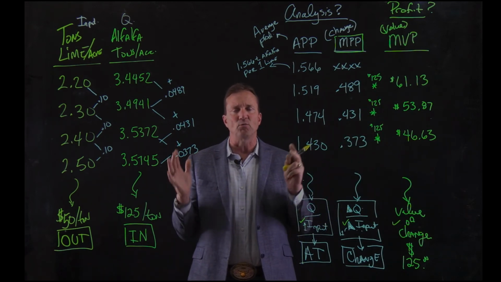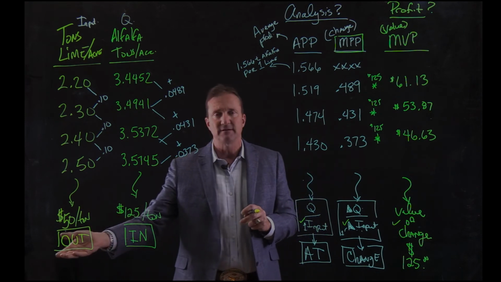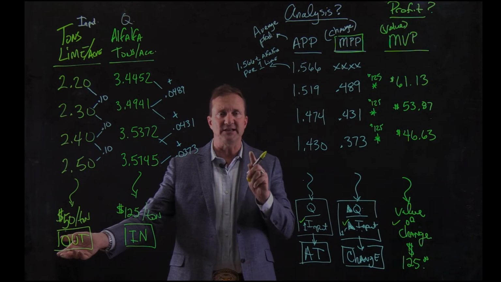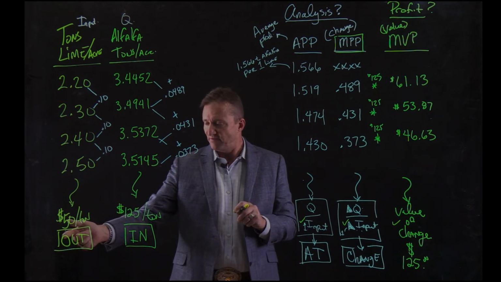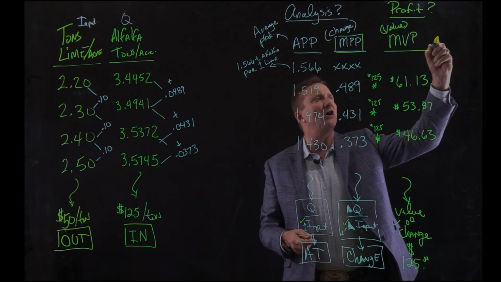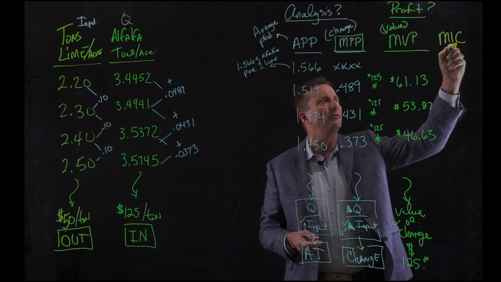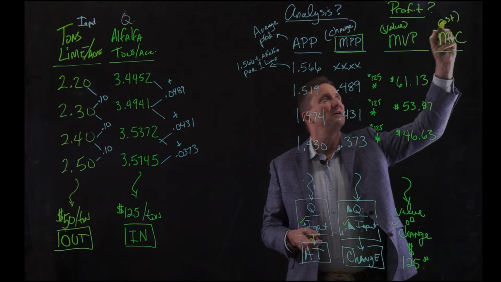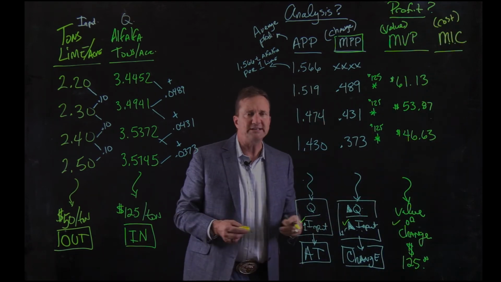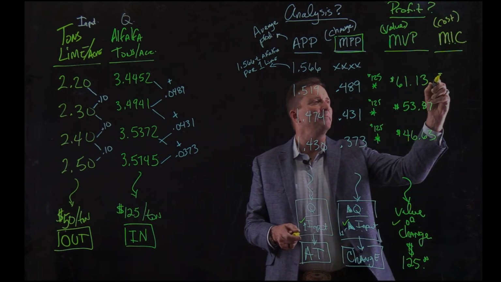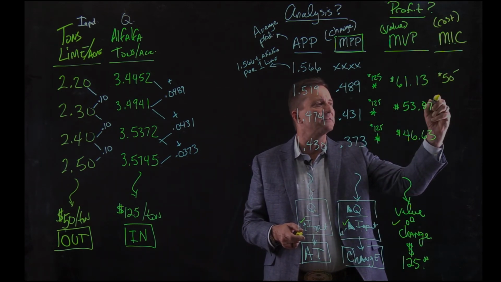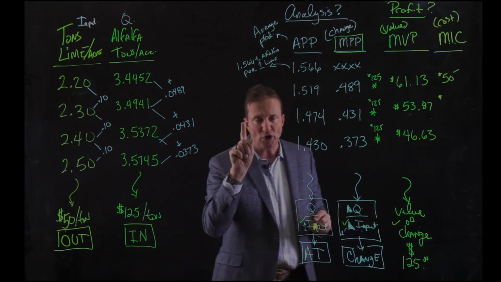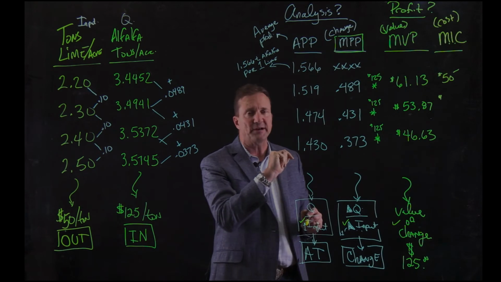Well, in our problem here, what is the input? It is lime. So what is lime going to cost us? Every ton's going to cost us how much? $50. So the other cost in here is called marginal input cost. And basically it is our cost per unit. Well, what is that cost per unit? Every ton of lime is going to cost you $50. The next level of production, the production per 1 ton of lime is worth $53.